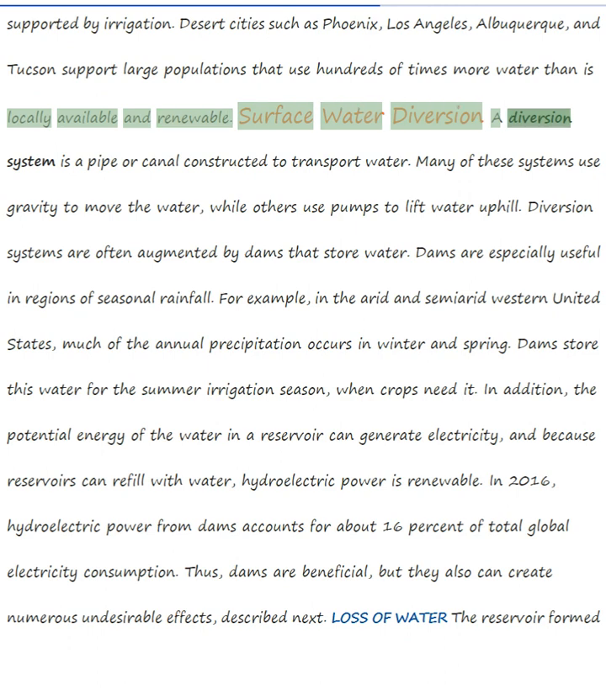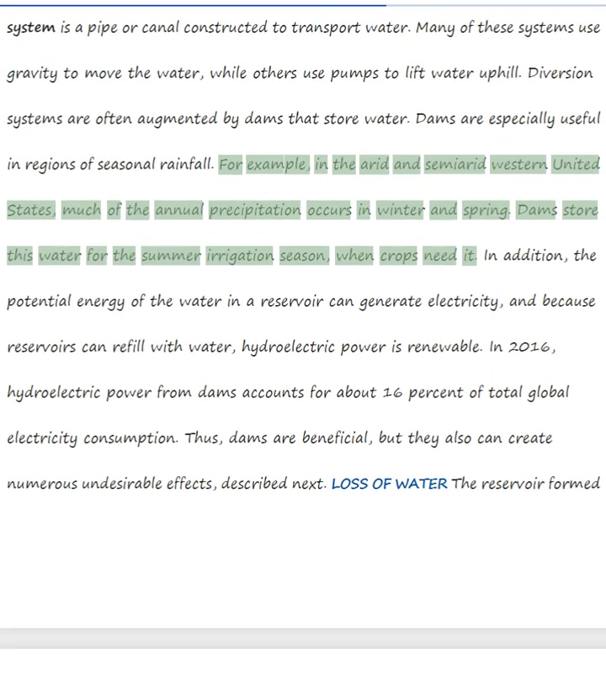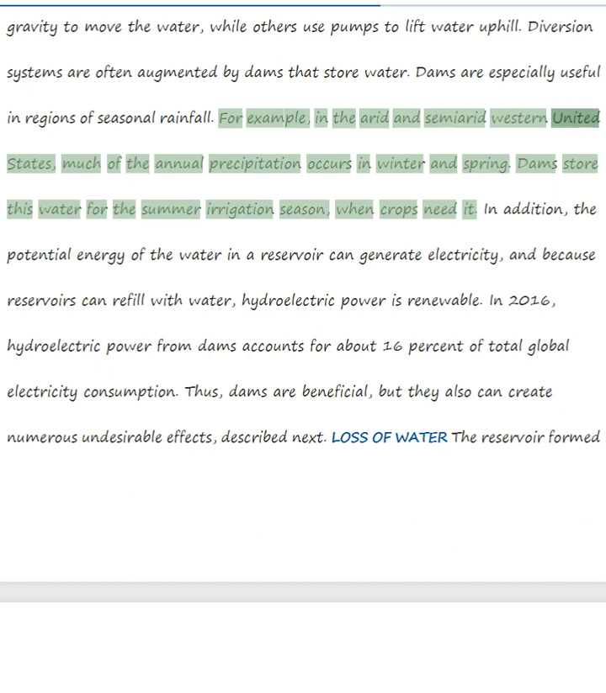Surface water diversion. A diversion system is a pipe or canal constructed to transport water. Many of these systems use gravity to move the water, while others use pumps to lift water uphill. Diversion systems are often augmented by dams that store water. Dams are especially useful in regions of seasonal rainfall. For example, in the arid and semi-arid western United States, much of the annual precipitation occurs in winter and spring. Dams store this water for the summer irrigation season, when crops need it.